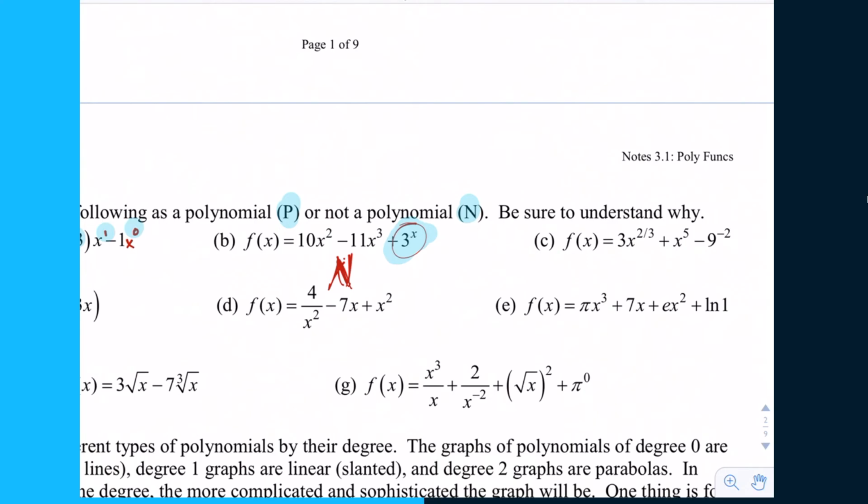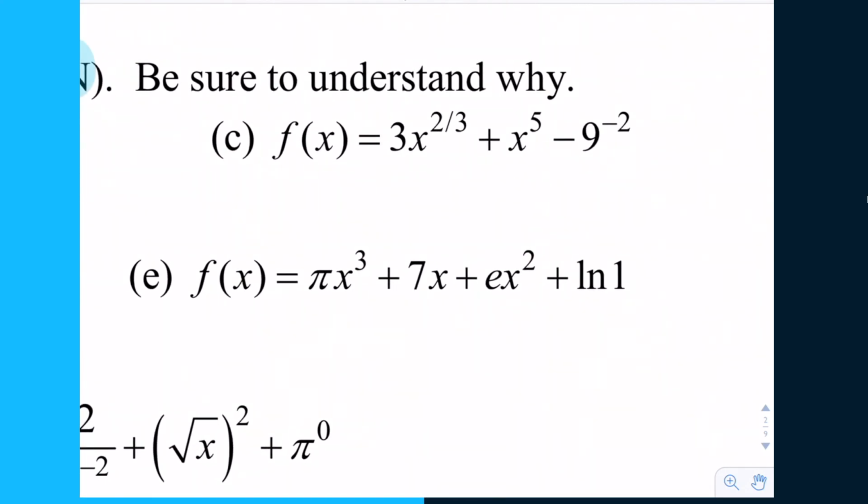He's the culprit. This one, polynomial or not a polynomial? No, why not? We got a 2/3. What about this -2 over here? He calls it a problem? We're looking for the variables' exponents, right? Or the exponents on the variables. That's an exponent that's negative, which is not allowed if it were attached to a variable.